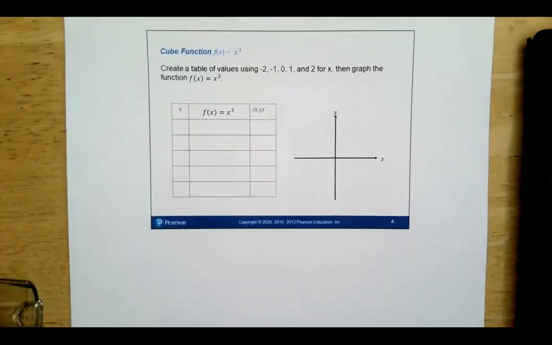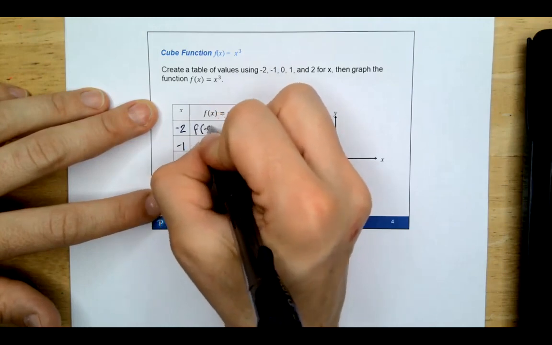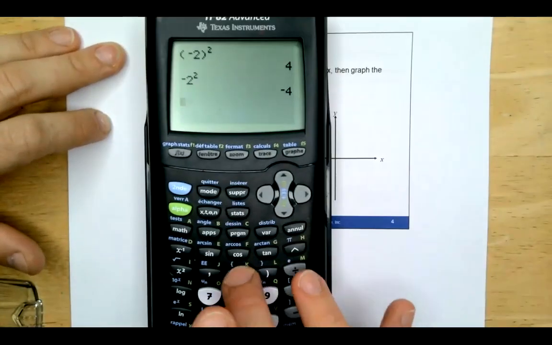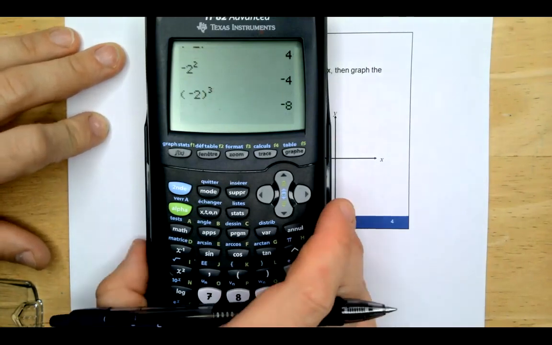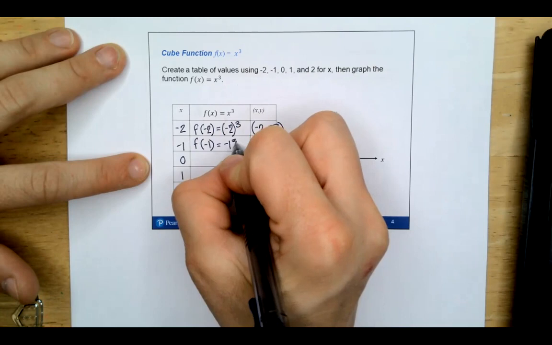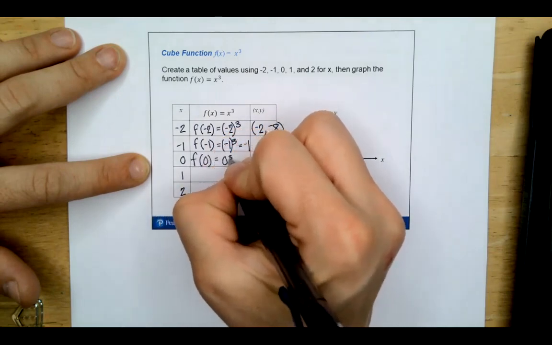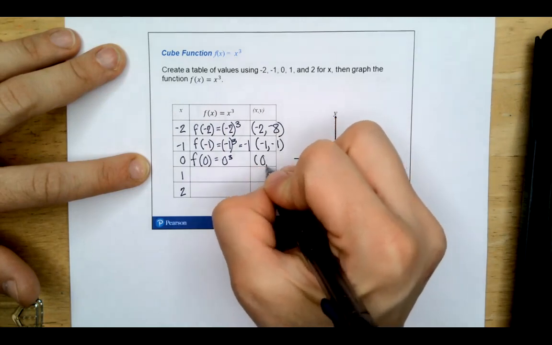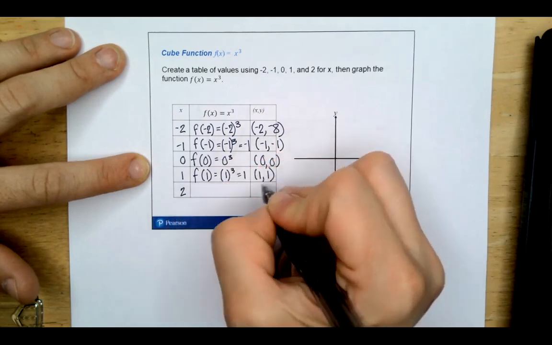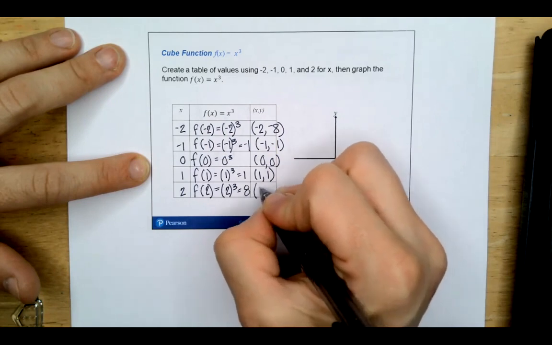All right, x cubed. So -2, -1, 0, 1, and 2. f of -2 is (-2) cubed. Again, just put it into your calculator. -2 cubed is -8. Good. -1 cubed is -1. 0 cubed is still 0. Oh, sorry, -1, -1, 0, 0. 1 cubed is going to be 1. And then 2 cubed is going to be +8.